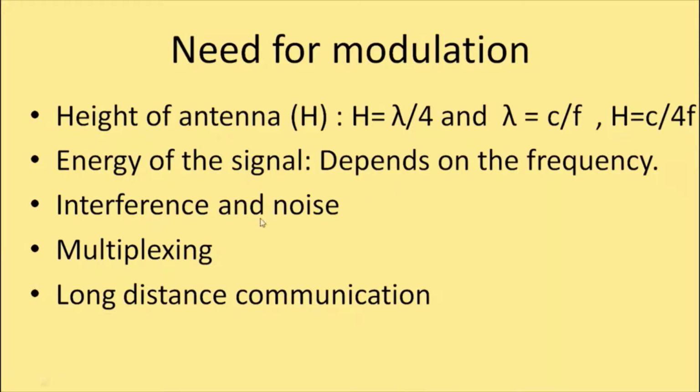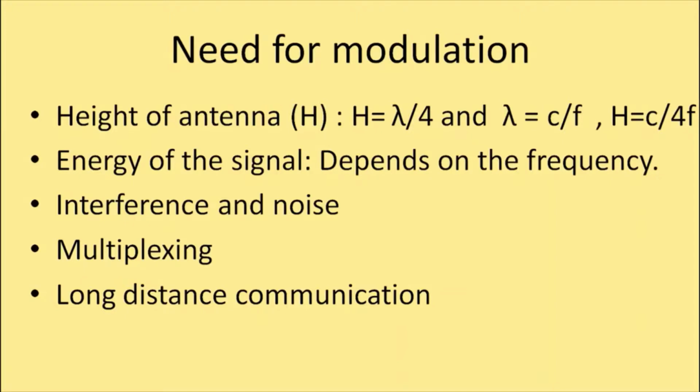Coming on to the next advantage, the energy of the signal. I already told you that the energy of an EM wave is directly dependent on its frequency. So once we modulate a signal, its frequency increases, so automatically its energy increases. Once the energy of the signal increases, it also helps us in long distance communication. That means the signal can easily travel over long distances. It also helps in avoiding interference and noise in the signal. And another major advantage is it helps in multiplexing.